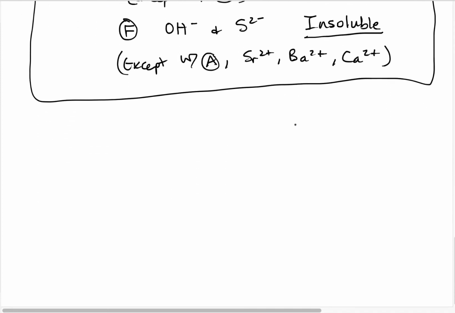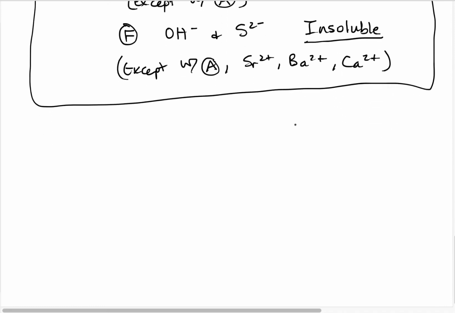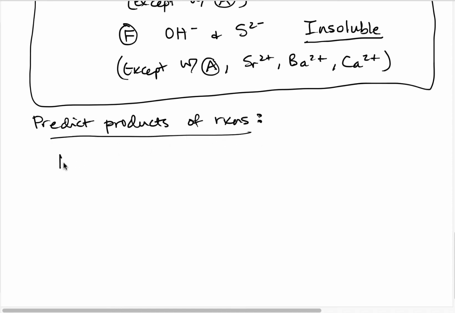All right, so what do we do with this kind of information? What we do is we predict products of reactions. Okay, so we might say something like, if we mix together sodium chloride and potassium hydroxide, what happens? So right now, the only kind of reactions we know about are combustion reactions and precipitation reactions. Okay, we're going to build to our list, but right now this is what our tools are.